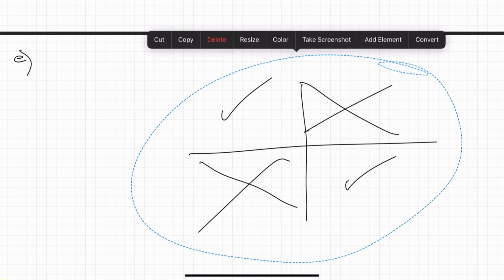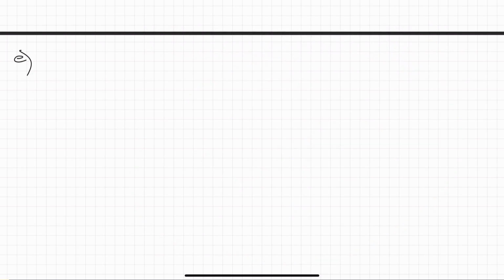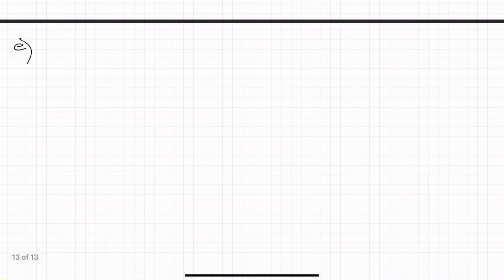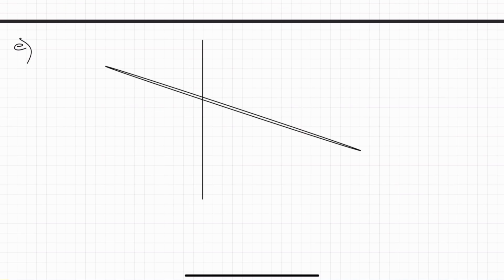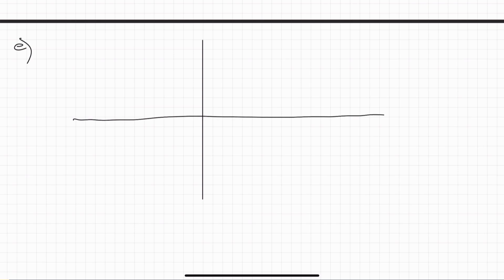Let's just delete it. And what can we say now? So let's actually draw the axes. So that's the y-axis, and this is the x-axis. Let me draw straight. Okay, it's not collaborating. Okay, there we go.